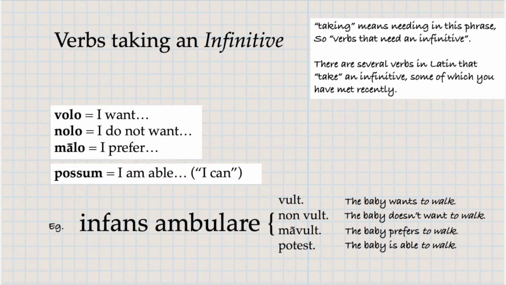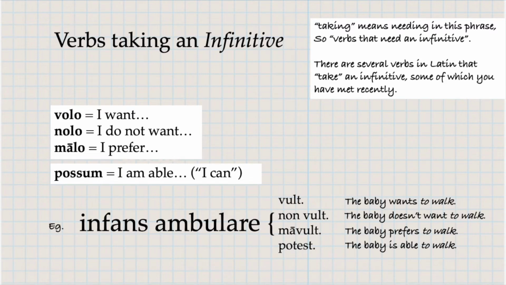Watch out for them. So, here's an example of some verbs that make use of the infinitive, and you'll be seeing these when you're looking in your textbook. Volo, nolo, and mālo are all to do with wanting. I want, I don't want, and I prefer, I want more. There's also possum, which means I am able, or perhaps in better English, I can.